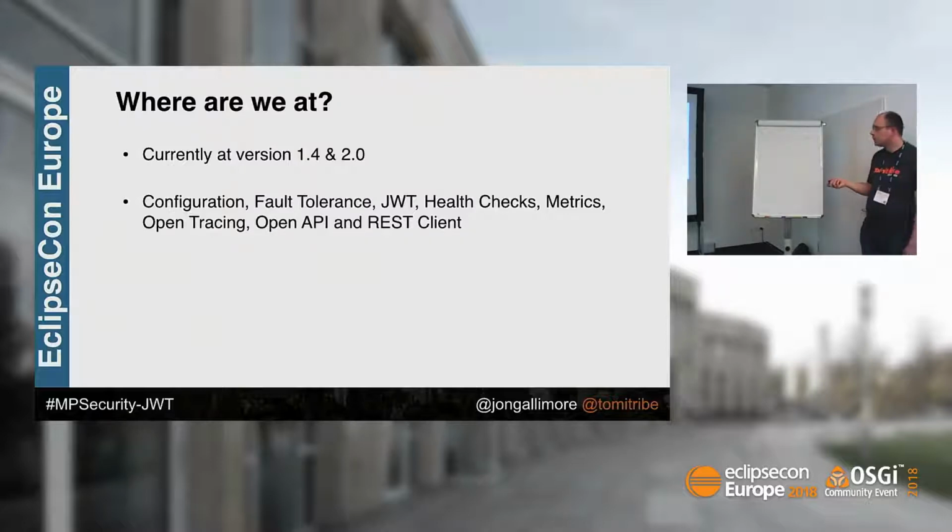We've got fault tolerance, we've got the JWT spec, which is the one we're looking at now. There's health checks and metrics, etc. And this is a list that's growing all the time, so we're expecting to see some reactive specifications being added to this in the near future.